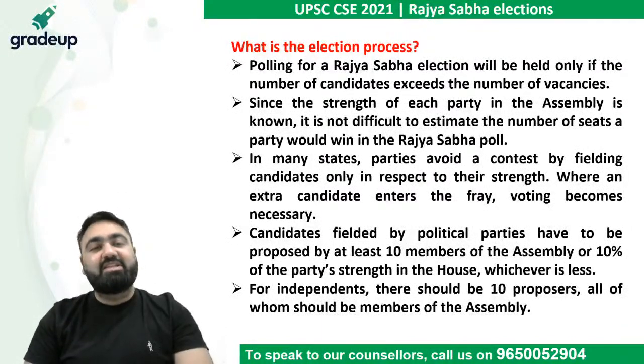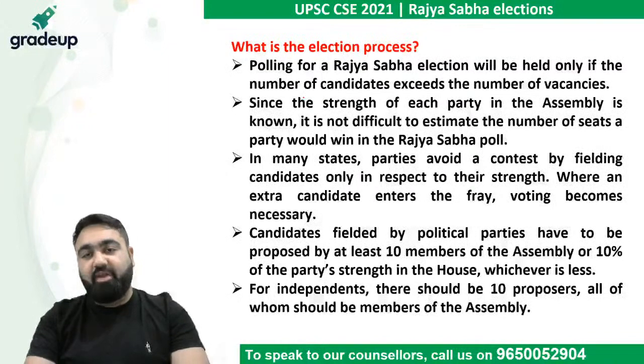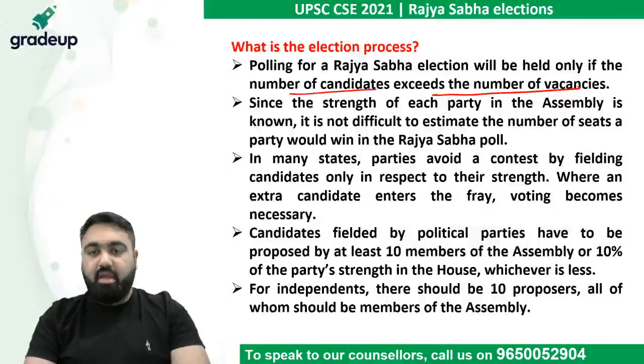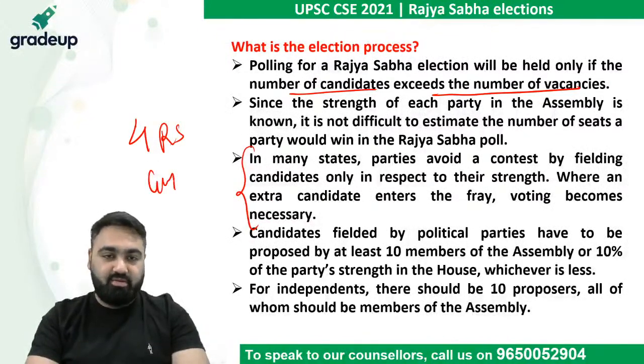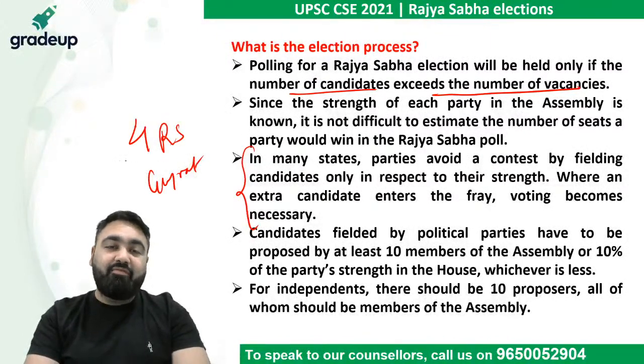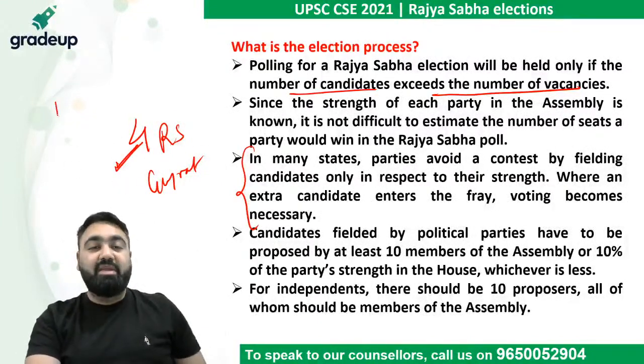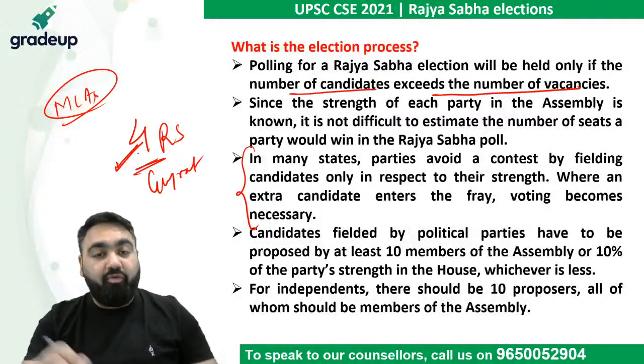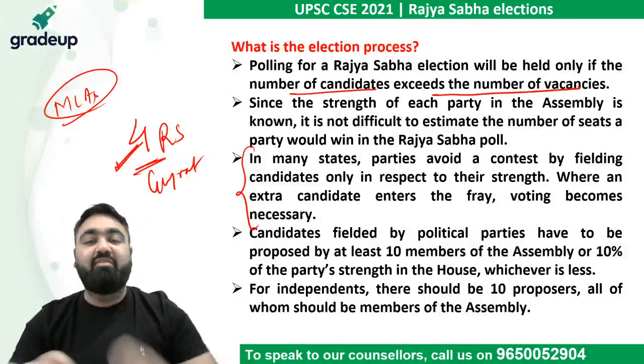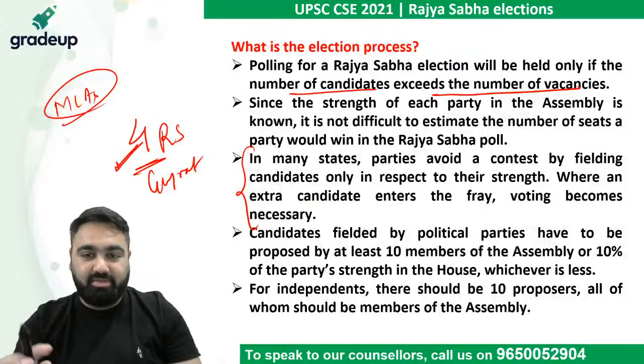As I said, the elections for Rajya Sabha will only happen if the number of candidates is more than the number of vacancies. Now, for example, if there are 4 seats vacant in Rajya Sabha in Gujarat, and elections are held, BJP obviously has a majority in Gujarat. That doesn't mean that all 4 candidates from BJP will win the election. No, that is not what happens.